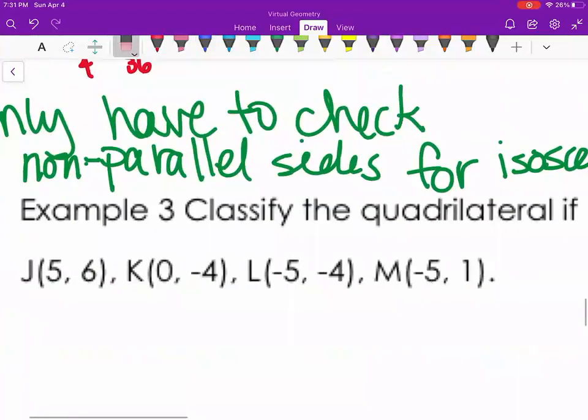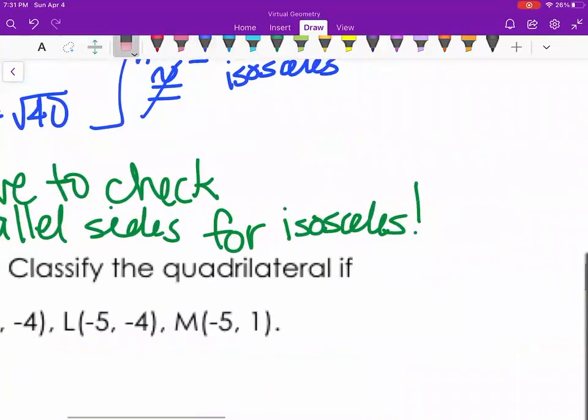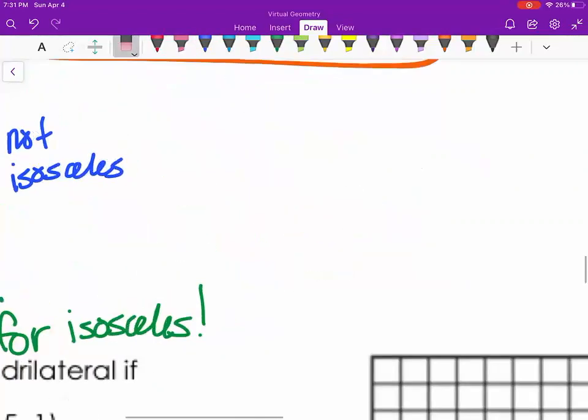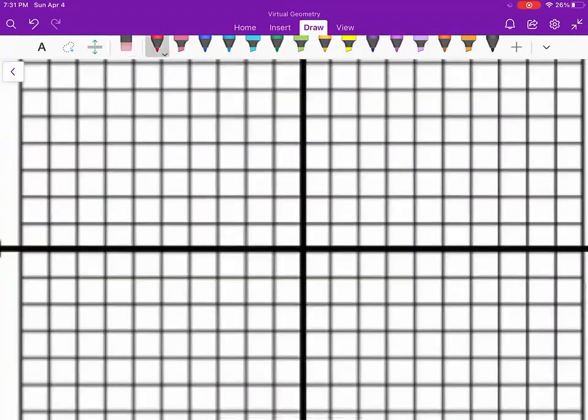All right, our last example. Again, another classify given those shapes. So let's see what we have. Let's get our figure up here. All right, we have J, which is at 5, 6. We have K at 0, -4. Then we had L, which is negative 5, negative 4. And M at negative 5, 1.